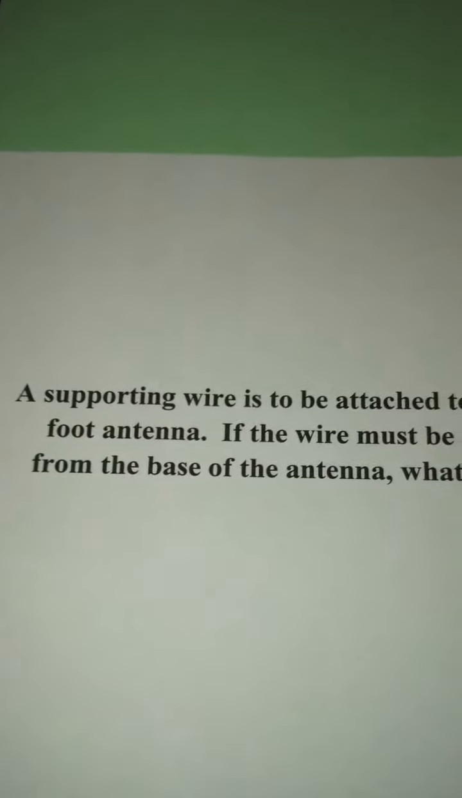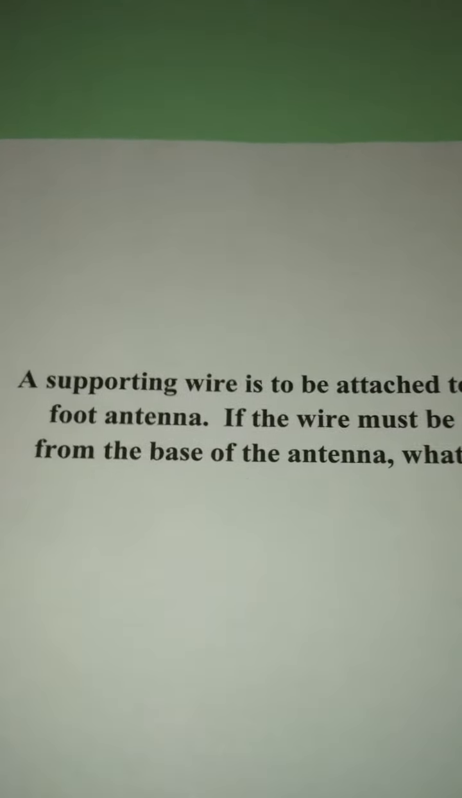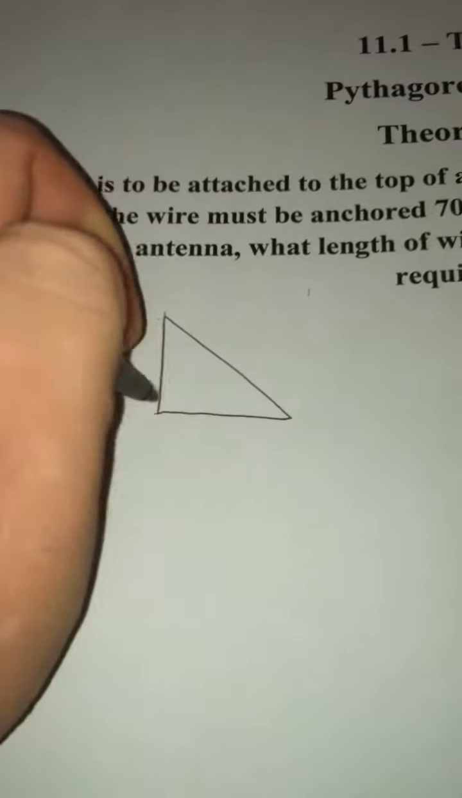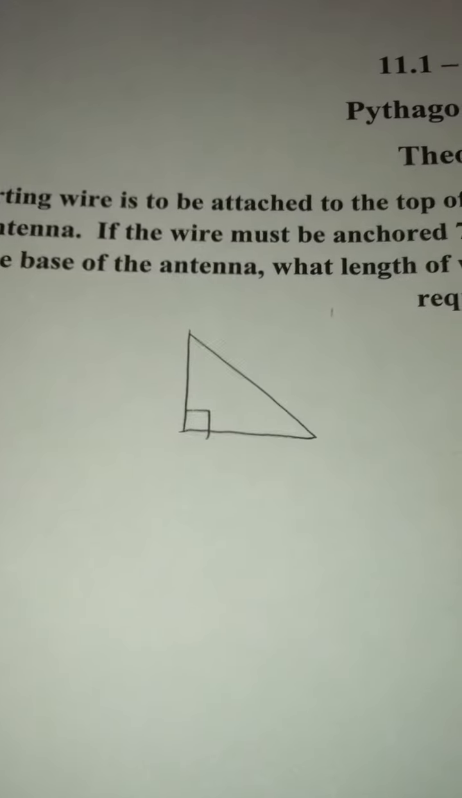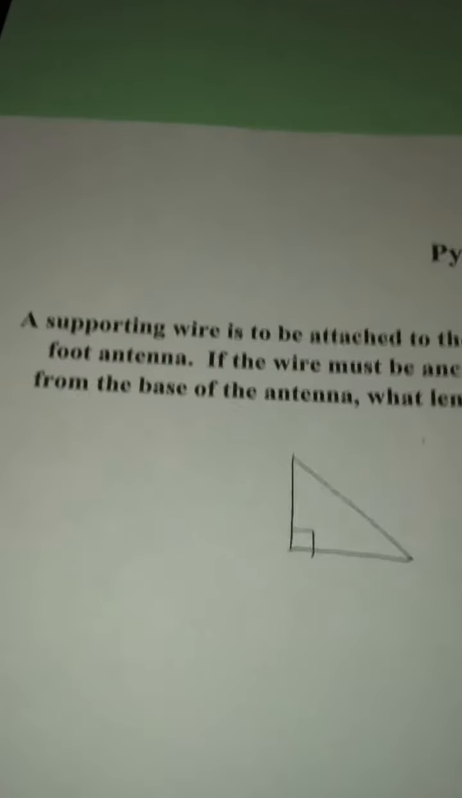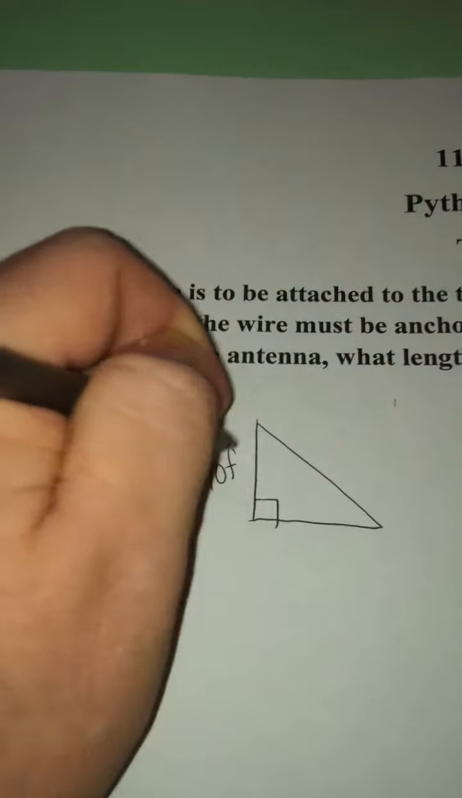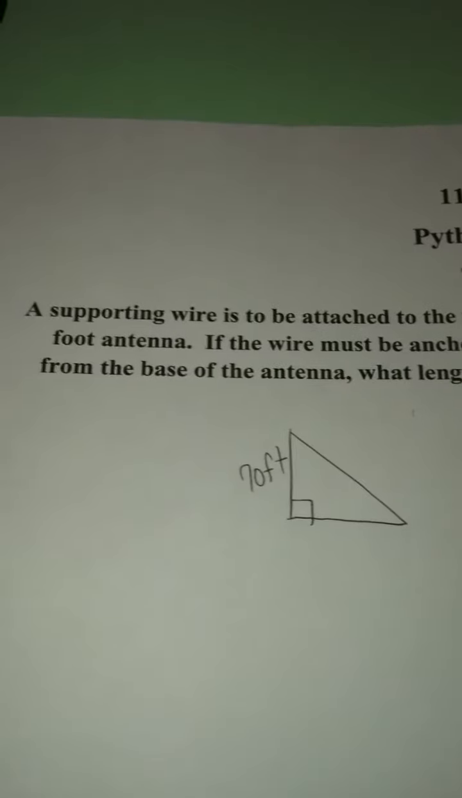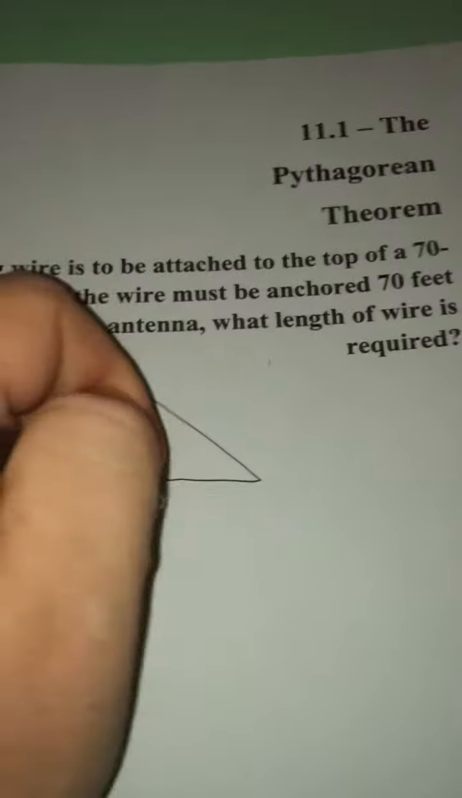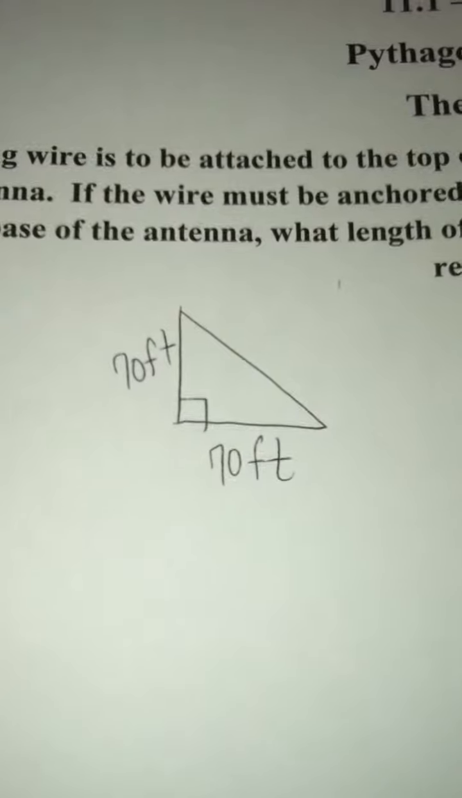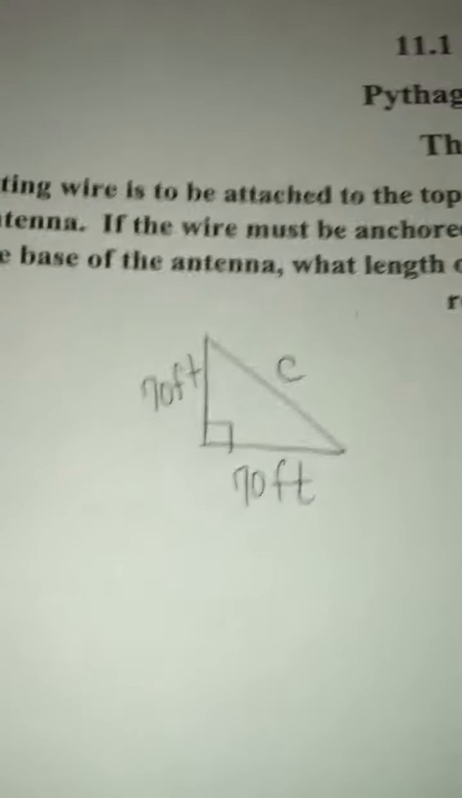So it sounds like we're working with some type of triangle, namely a right triangle. So the first step is to draw a right triangle. And the supporting wire is to be attached to the top of a 70-foot antenna. So this leg is 70 feet. And if the wire must be anchored 70 feet from the base of the antenna, this is also 70 feet. So what we're looking for is the hypotenuse.